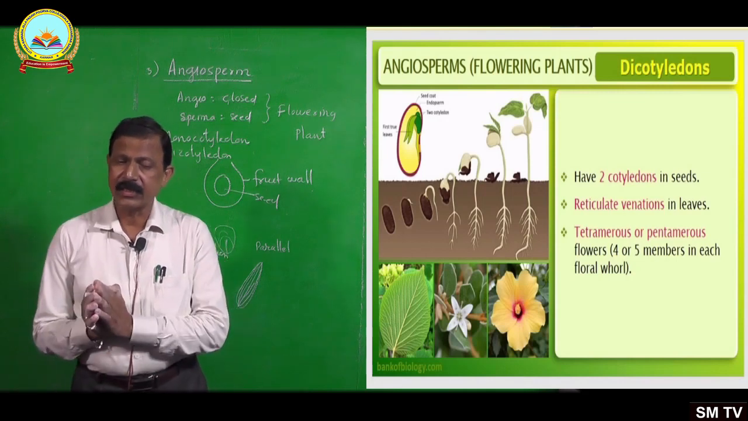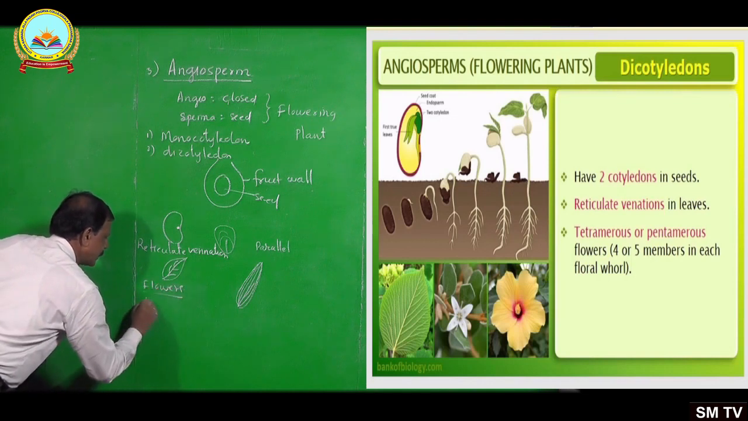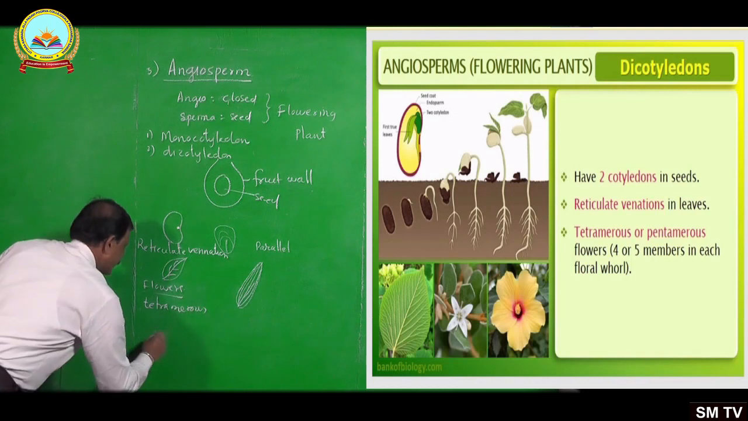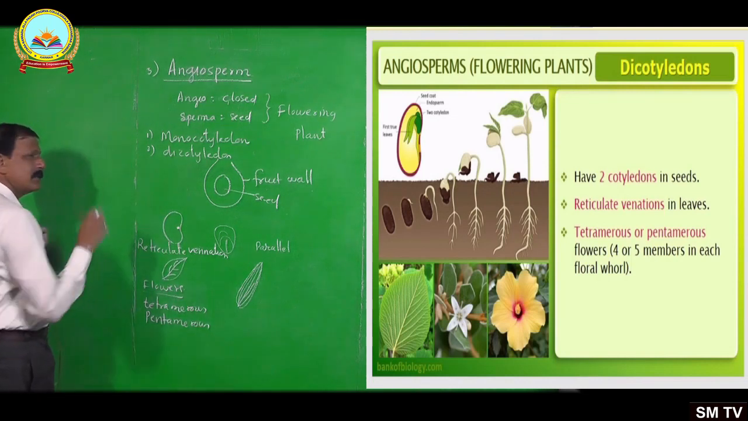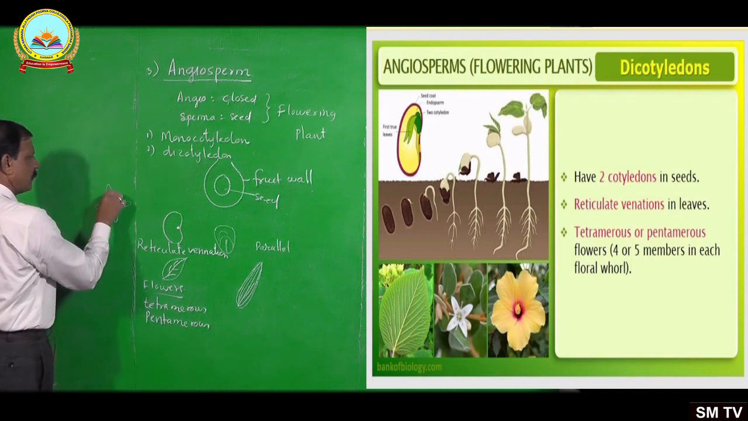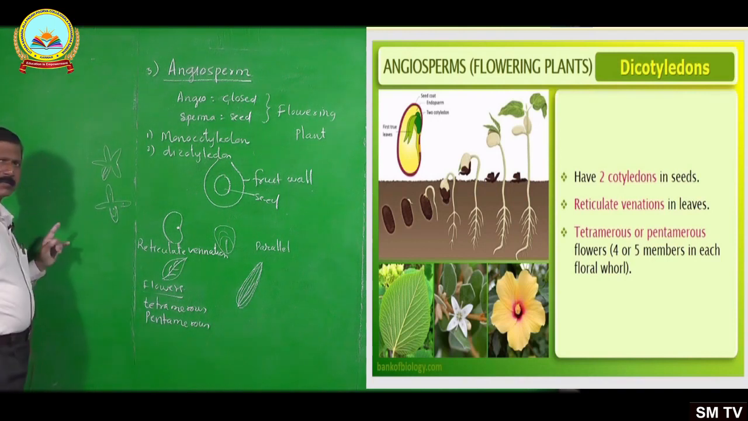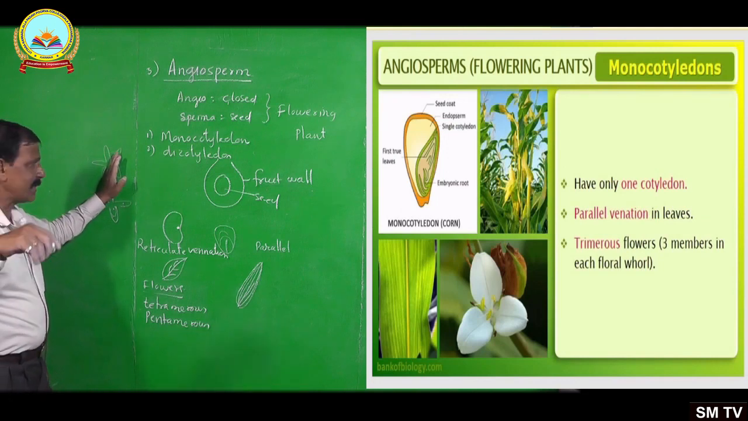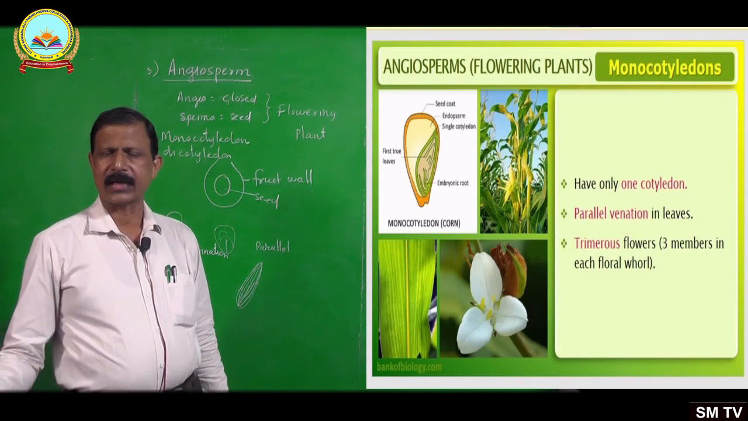Then the second thing: generally in dicots the flowers are tetramerous or pentamerous. That means the flower has either four petals, 1, 2, 3, 4, or five petals. If five are present, it is pentamerous, and the same for sepals, the calyx and the corolla. If five, it is pentamerous; if four, it is tetramerous. That is another important characteristic feature of dicots.